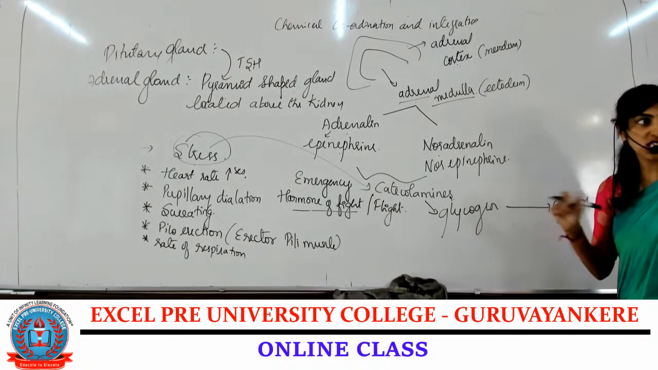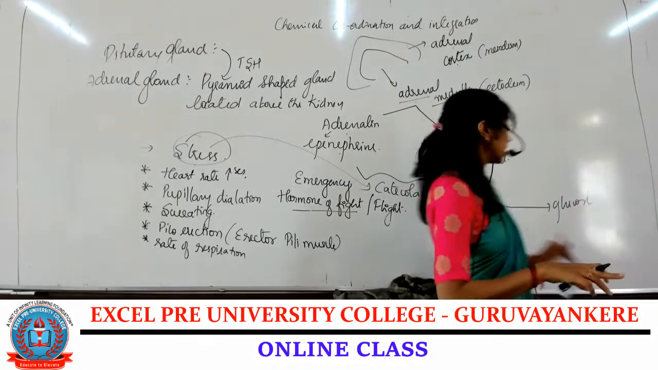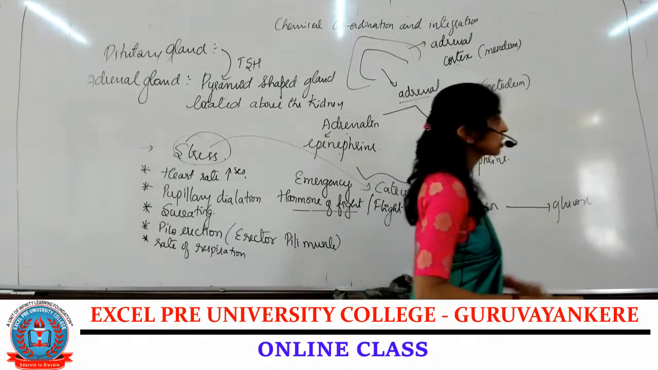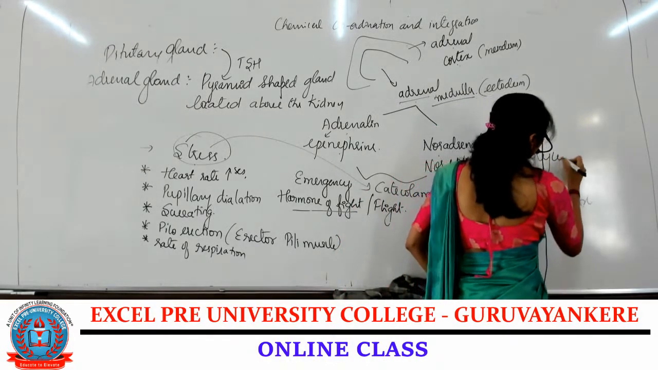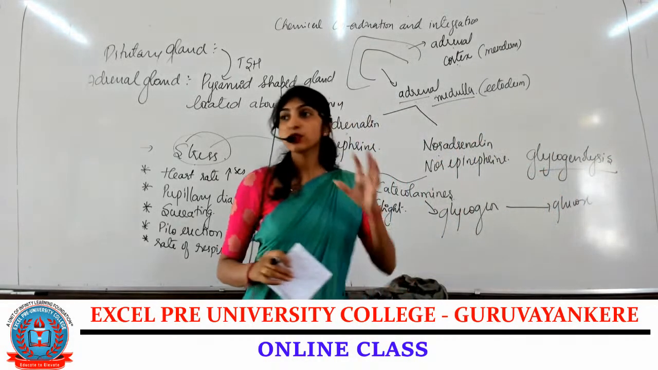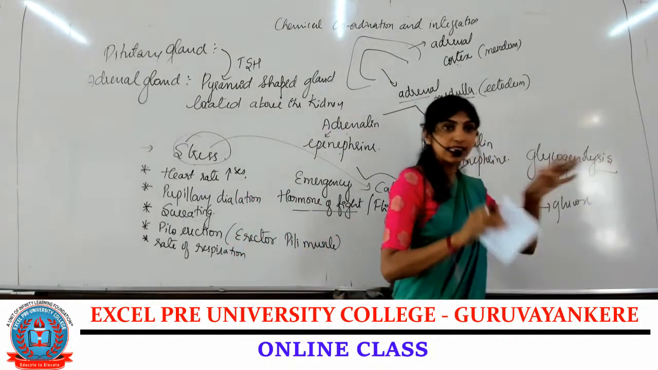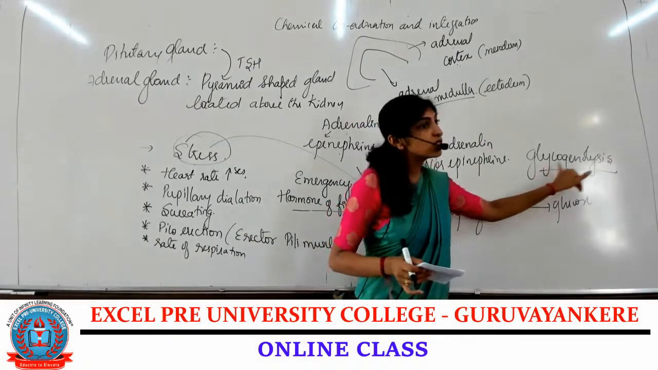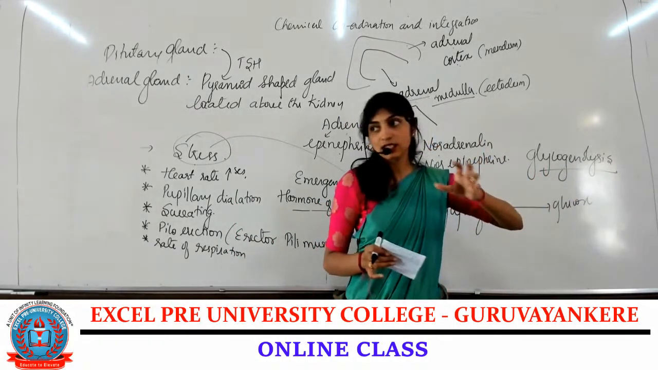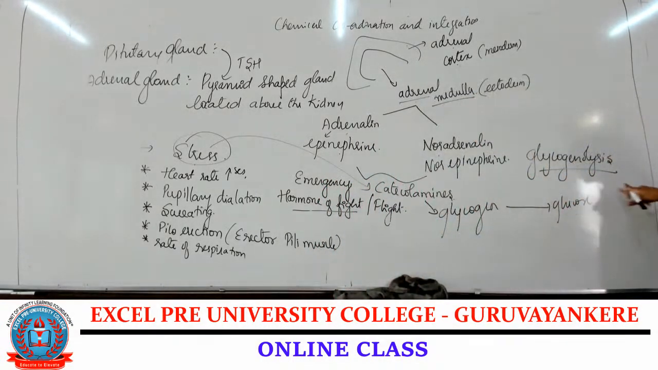When we fight we need energy, that is why. It requires glucose. Now this process, breakdown of glycogen into glucose, is called glycogenolysis. There are different terms. Glyconeogenesis means formation. Glycogenolysis means breakdown. Is that clear? Remember the terms correctly. Glycogenolysis, that is breakdown of glycogen.